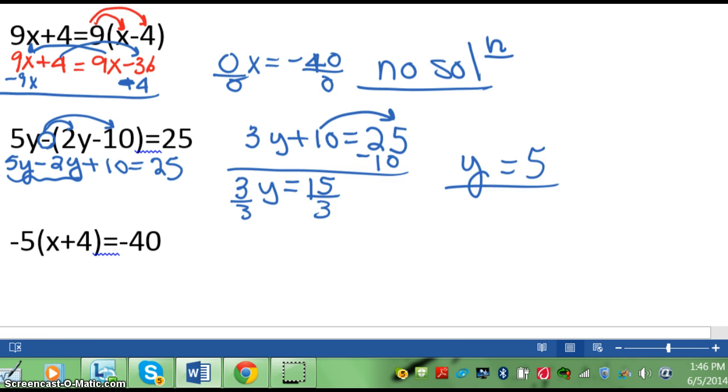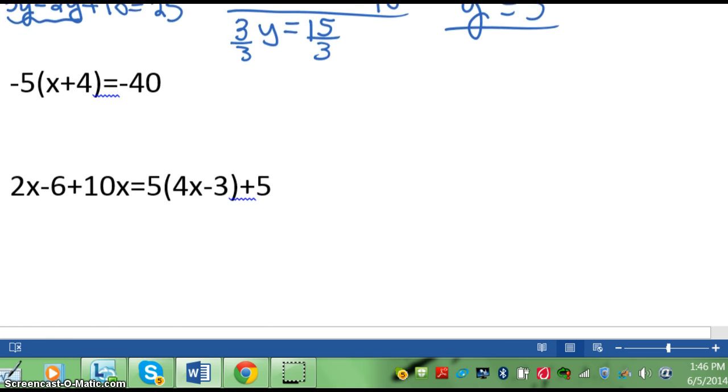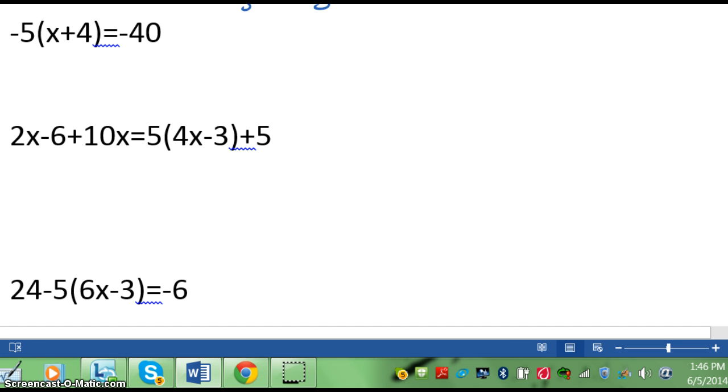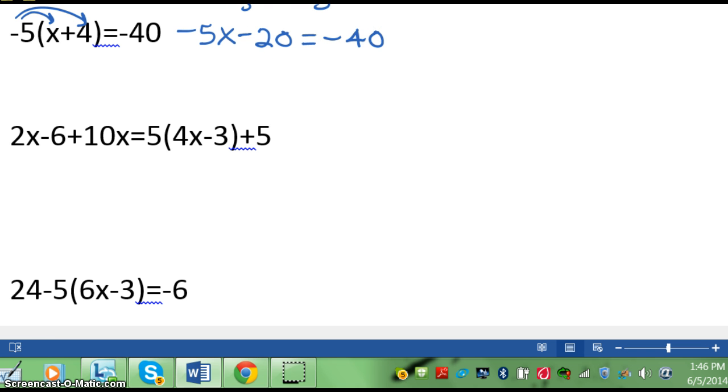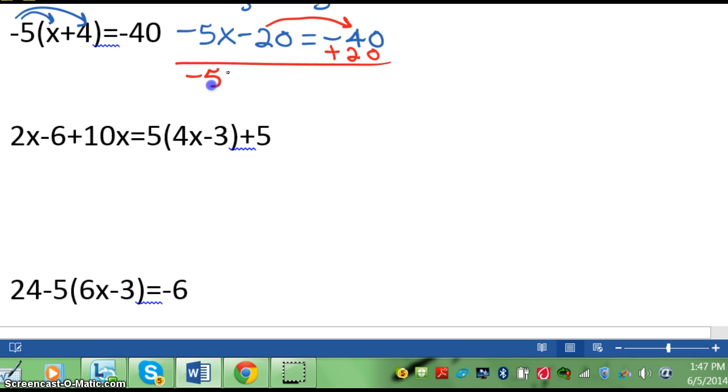And here's just another example that I gave you. Multiply by a negative 5, beginning of the parenthesis to the end of the parenthesis. Negative 5x minus 20 equals negative 40. We're going to bring the negative 20 over, making it positive 20. So we have negative 5x equals negative 20. Divide by a negative 5, both sides. So x equals positive 4.